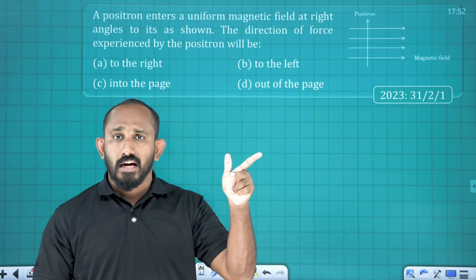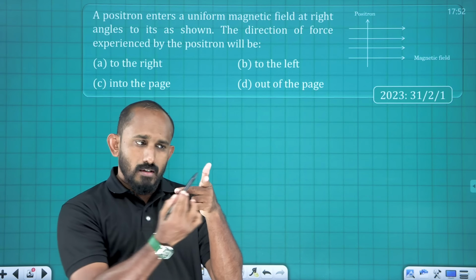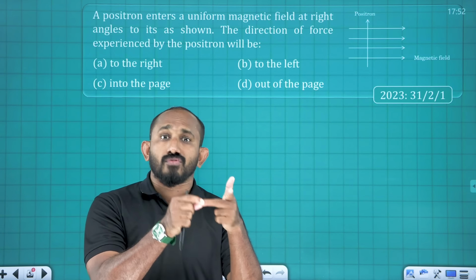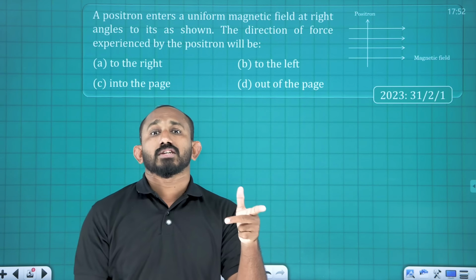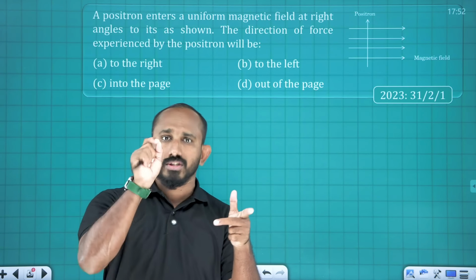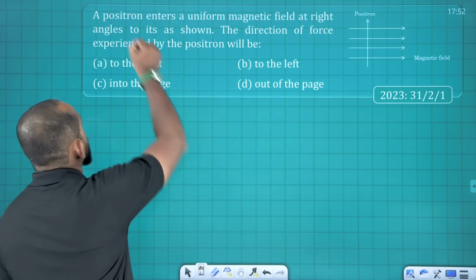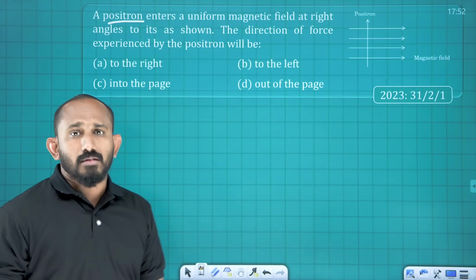We have Fleming's left hand rule. If the index finger shows the direction of magnetic field and the middle finger shows the direction of current, then the thumb gives the direction of force or the motion of the particle. So here it is given, positron is a charge which enters the magnetic field.